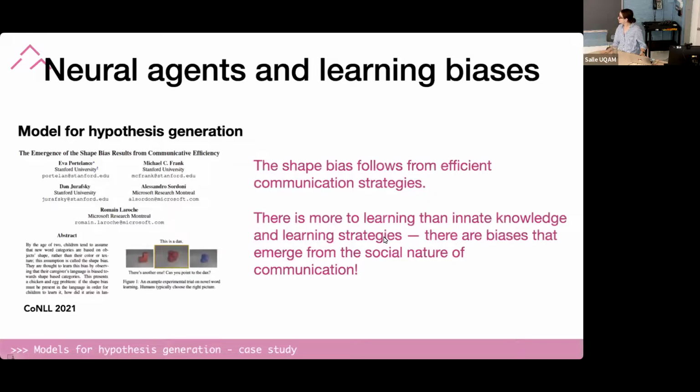Shape bias follows from efficient communication strategies. And there's more to learning than just innate knowledge and learning strategies, but there are biases that emerge just out of the social nature of communication. And it's important, at least maybe in AI, that we think about the social nature of communication and how that may affect the types of languages and information that we're learning.